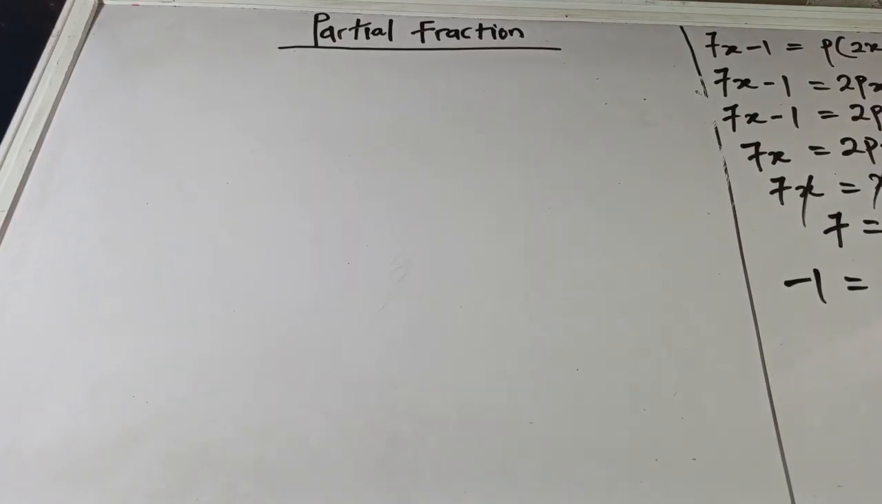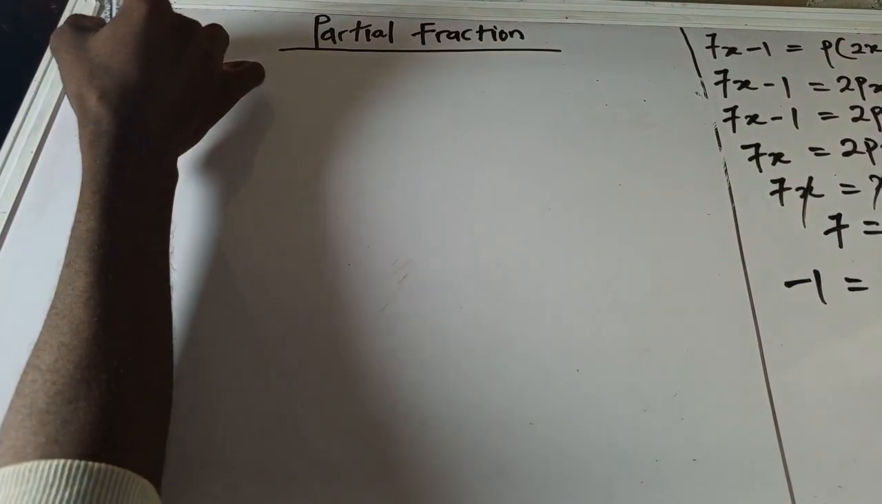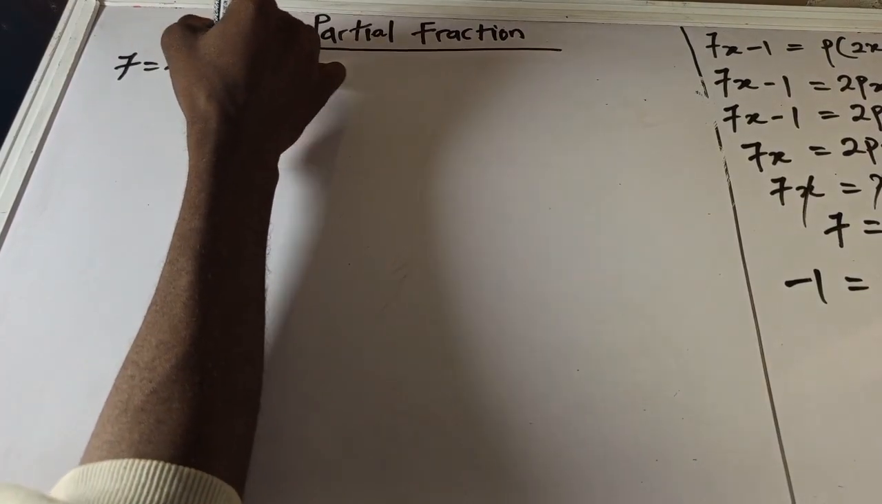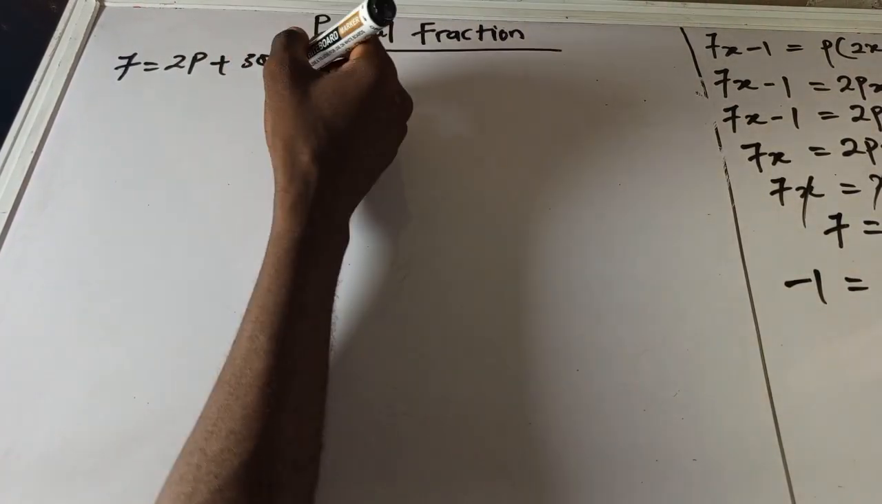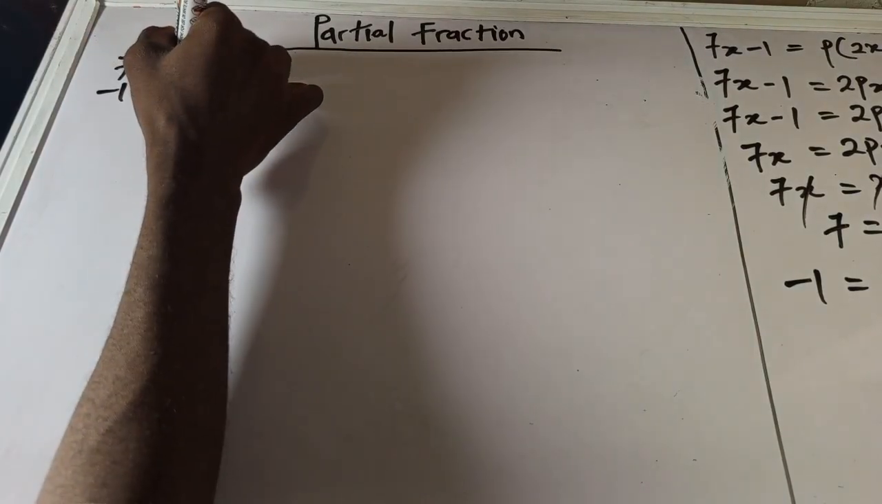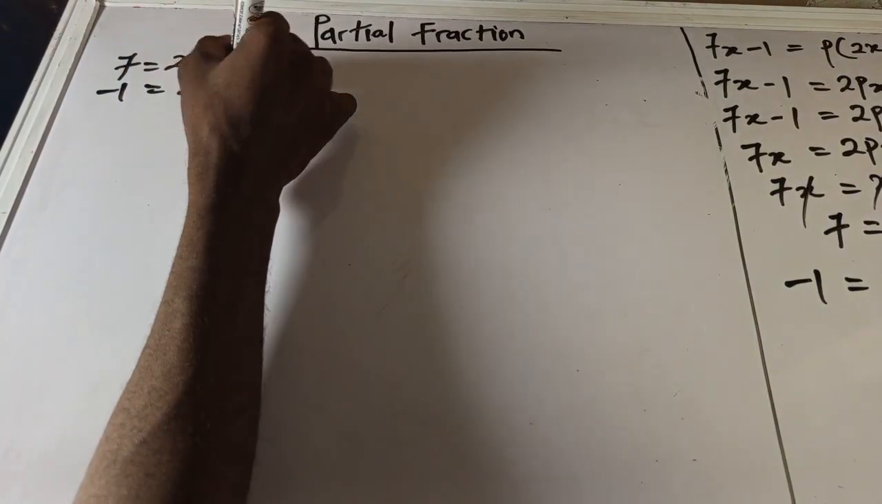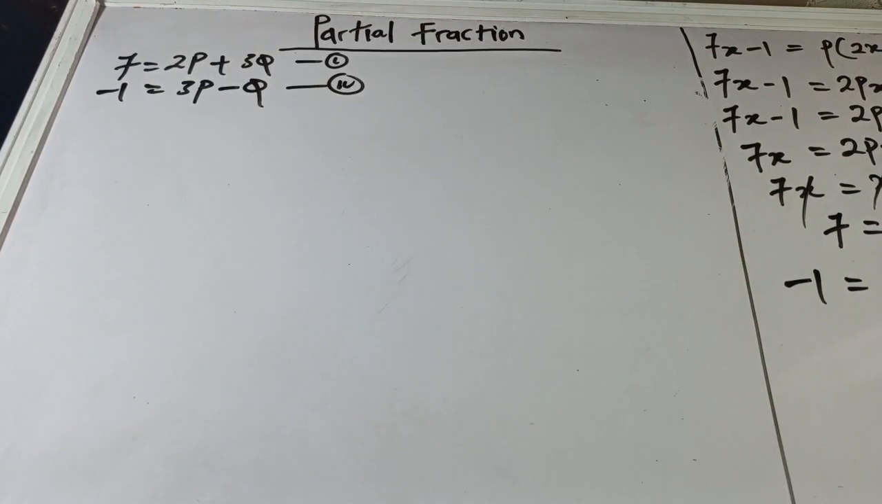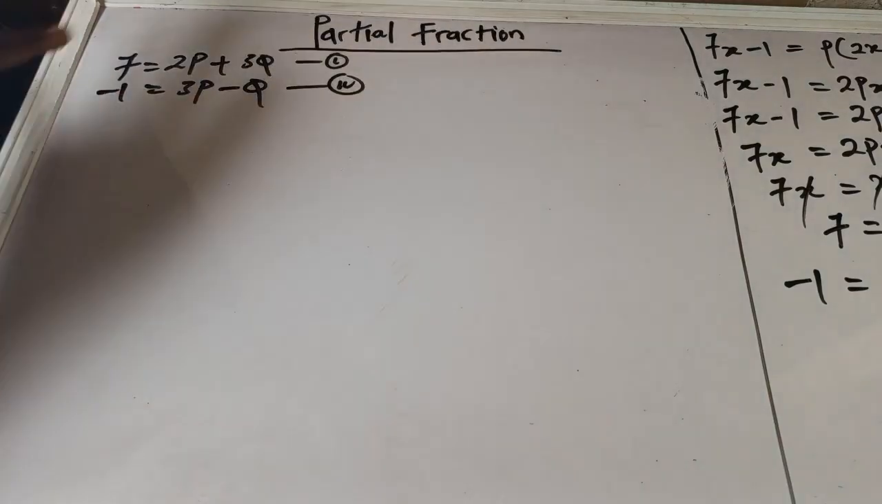So we have 7 equals 2p positive 3q, and we have -1 equals 3p negative q. Equation 1 and equation 2. All right, so we can rearrange this.